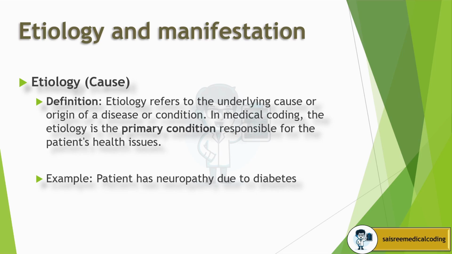Like if we are having an example here, patient has neuropathy due to diabetes. The patient got a complication called neuropathy due to diabetes. The cause or the origin is diabetes. So this is nothing but etiology. Due to diabetes, the patient got a neuropathy. So diabetes will act as a cause and the neuropathy will act as a complication, and we'll be calling it etiology, or we'll be calling it a cause, or a primary condition, or you can call it also the origin of a disease.